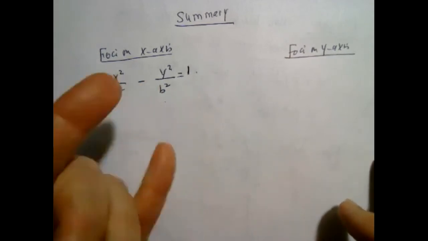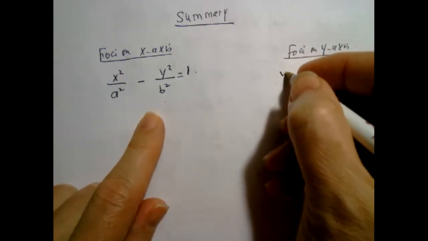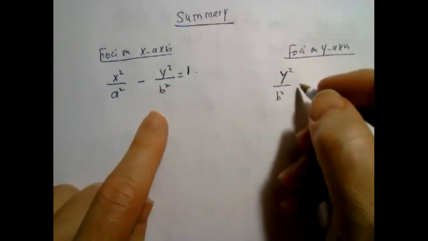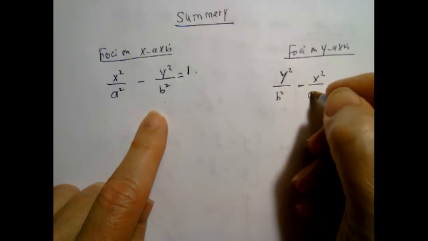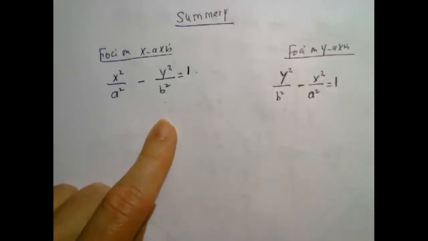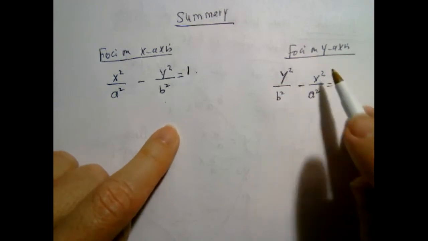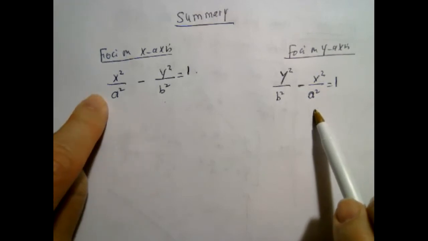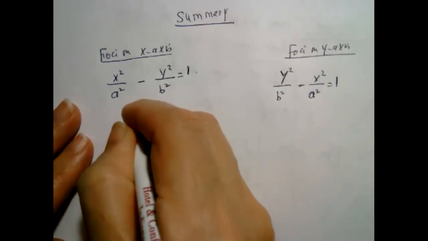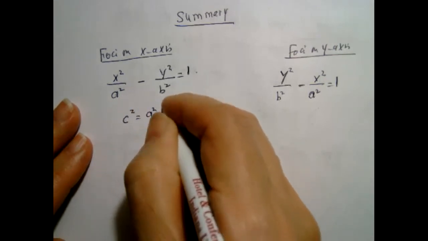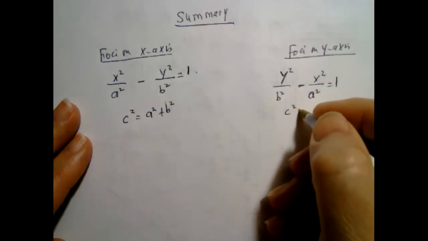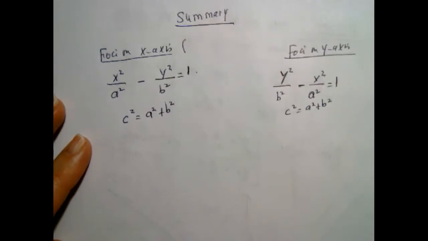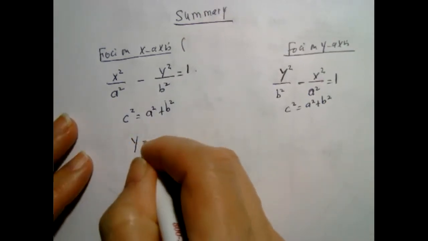What matters is the following. If the foci happen to be on the y-axis, the equation would look like y squared over b squared. It means we start with y squared over b squared minus x squared over a squared equal to 1. So with the foci on the y-axis, the difference is that we start with y squared minus x squared. And this has happened on the x-axis. Now, c squared is always the sum, regardless of what scenario it is. This will give us the foci.